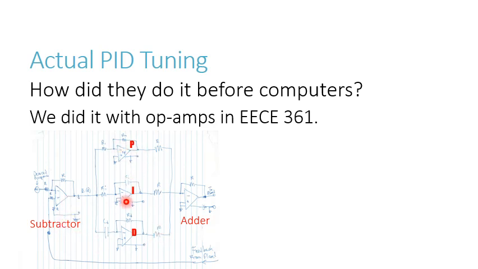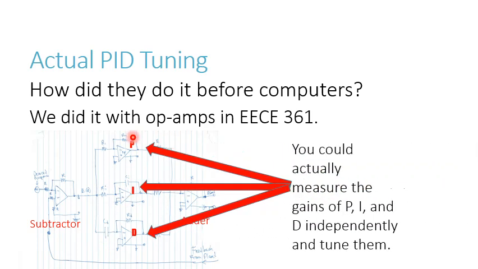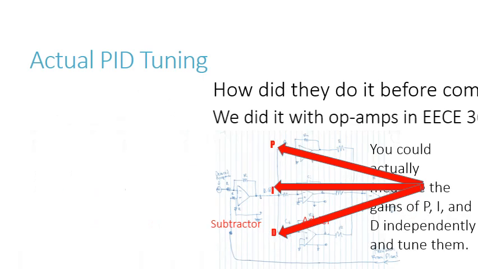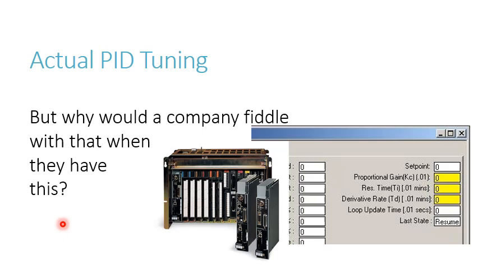We implemented a PID controller with op-amps. We had 5 op-amps. Here's the proportional, integral, and derivative, and then we had a summer over here. And in this case, you could very well measure the gain between here and here, and here and here, and here and here. You could measure the gains independently, so you could tune them that way. But the thing is, if you've ever done that, which we have, you don't really want to do it again. And if you're a company, why would you fiddle around with that? Of course you're going to use something like this. This is so much more powerful, and it's so much easier and more robust.